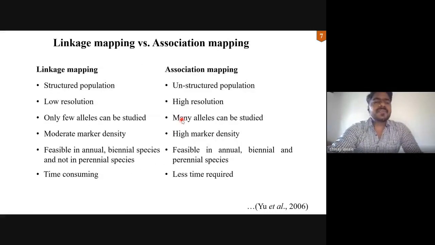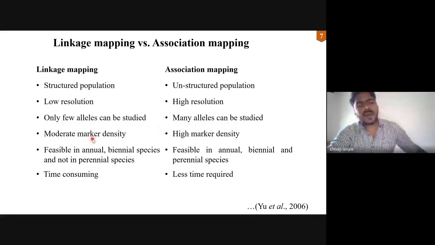Let's see what is the basic difference between conventional linkage mapping and association mapping. In linkage mapping, we use a structured population. Structured population means the 2 parents we are using, in those 2 parents, most alleles will be similar, and in the mapping population, those will be fixed. That's why we call it a structured population. Whereas in association mapping, we will be using a diverse panel of germplasm, so here it will be an unstructured population. Because of a low number of recombinations, linkage mapping will have low resolution. Here it will have high resolution. In linkage mapping, we can study only few, specifically 2 alleles. And in case of association mapping, we can study many alleles.